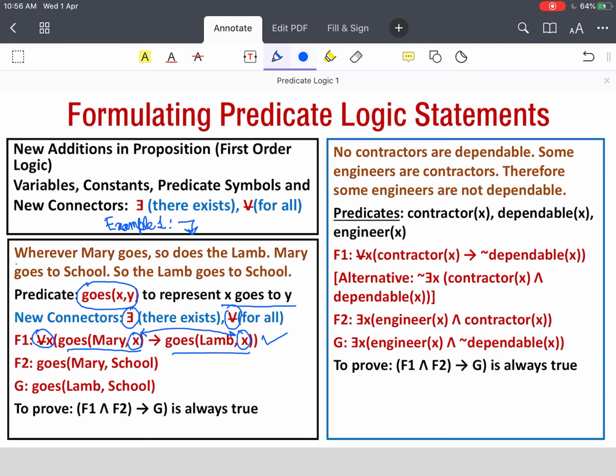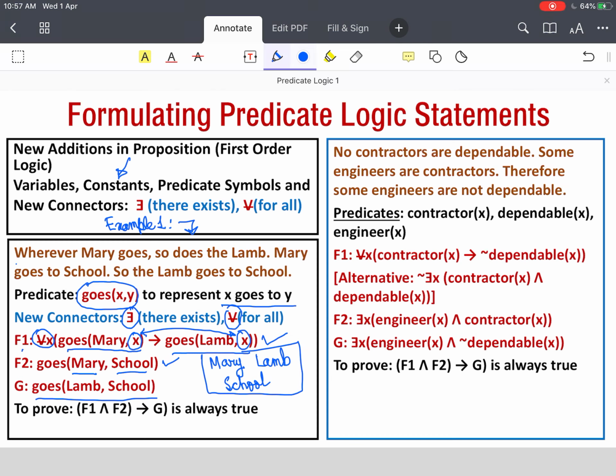The second sentence is a straightforward sentence. It did not contain any variables. It says Mary goes to school. So we have actually three constants here. The constants are Mary, lamb, and school. These are the three constants that we use in our formula. And goes lamb school is the goal.